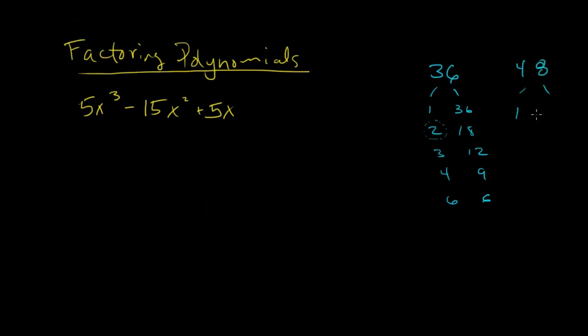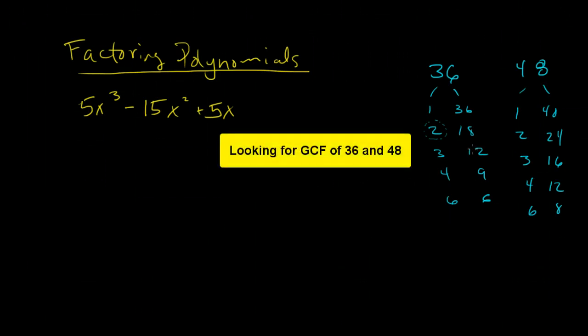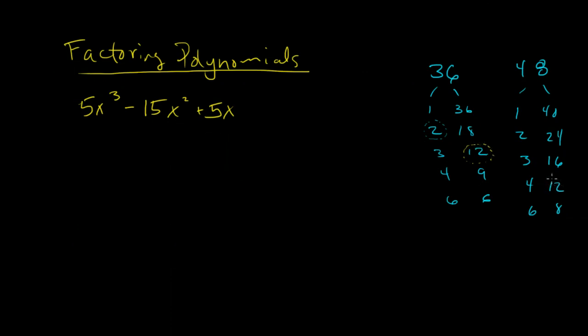So let's see what 48 is. 1 and 48, 2 and 24, 3 and anything? Yes, 3 and 16, 4 and 12, 6 and 8, and I think that's about it. And if we take a look at this list and say, well, what's the greatest common factor? What's the biggest number that I can divide evenly both into 48 and 36? And it looks like I have this number here, 12, and this number here, 12, as factors.